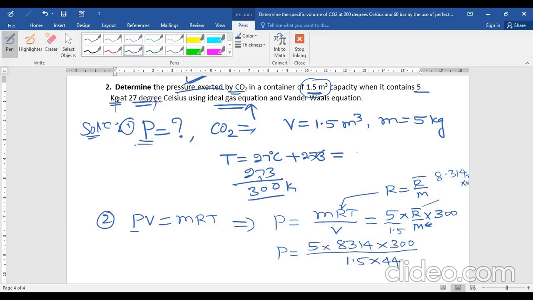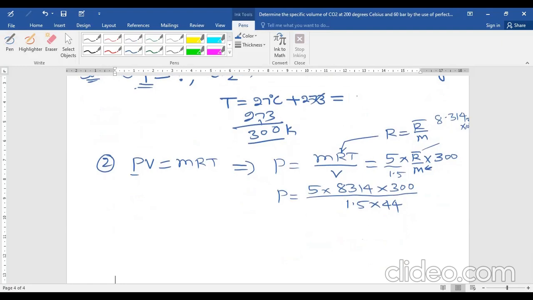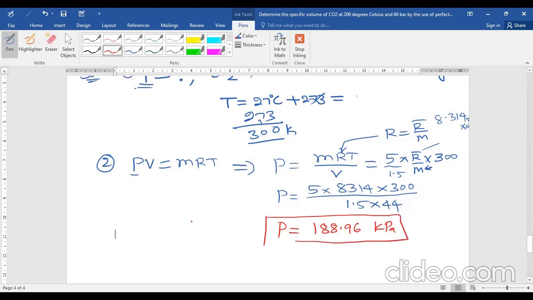So you simplify and tell me the value of pressure. Let me do it in the calculator. 5 into 8.314 into 300 into 1.5 into 4. So I will get the value of P as 188.96. Hope all students are getting the same answers. Kilopascal. I'm getting 188.96 kilopascal. So this is using the ideal gas equation.